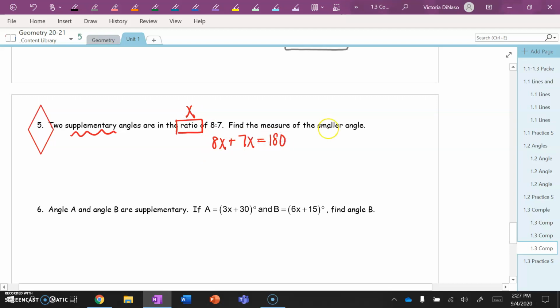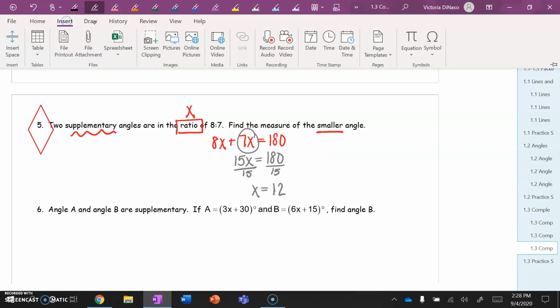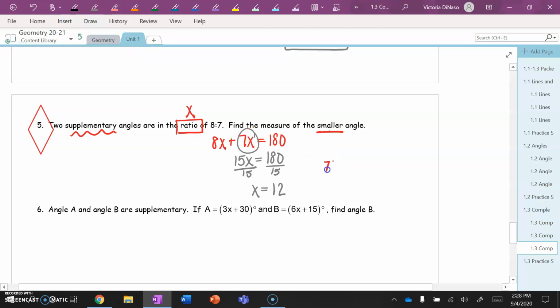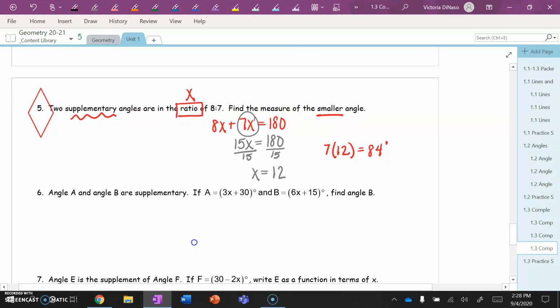We're going to find the measure of the smaller angle. We're going to combine like terms, so we have 15x equals 180. Divide each side by 15, and we get that x equals 12. I'm going to input the 12 into the 7x because 7x is smaller than 8x. So we have 7 times 12, which equals 84. That 8 times 12 gets us 96 degrees, but since we're looking for the smaller angle, we have 84 degrees.